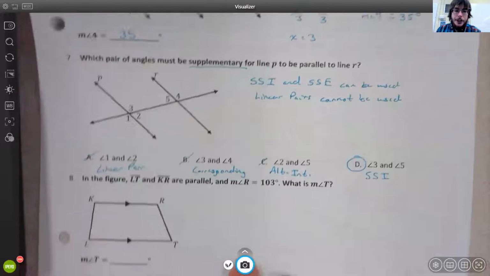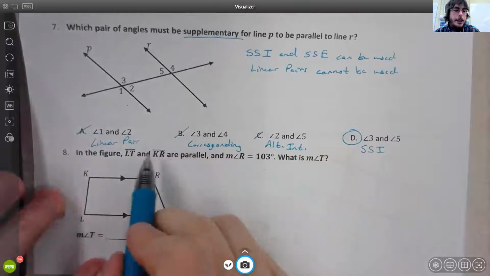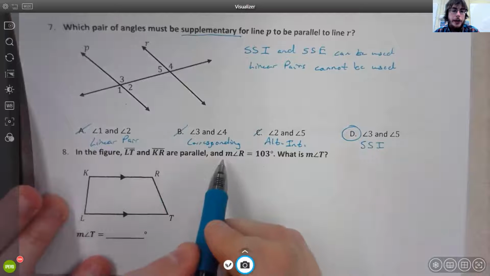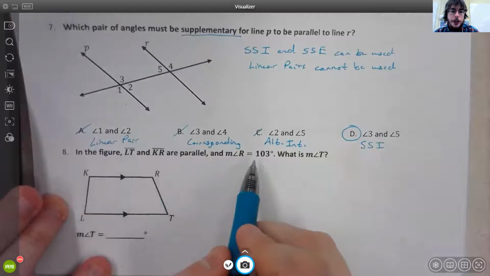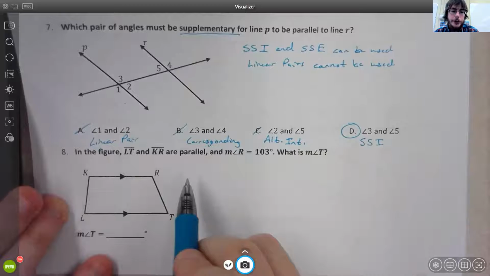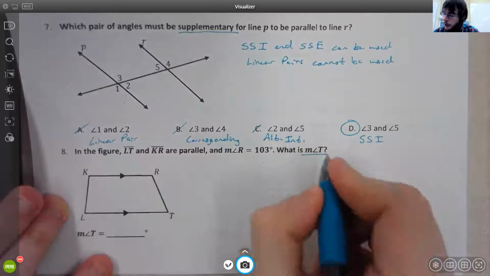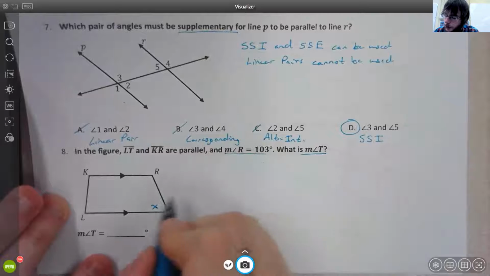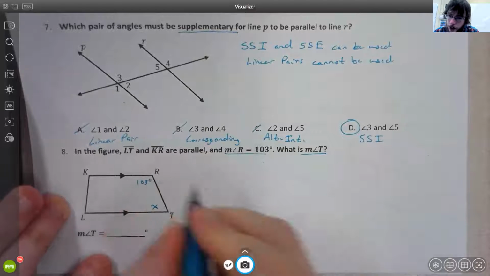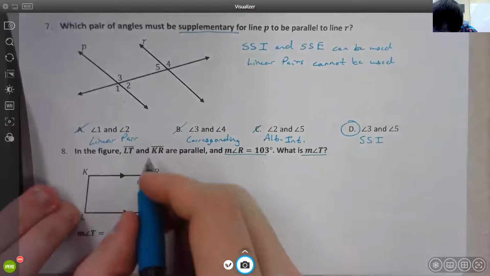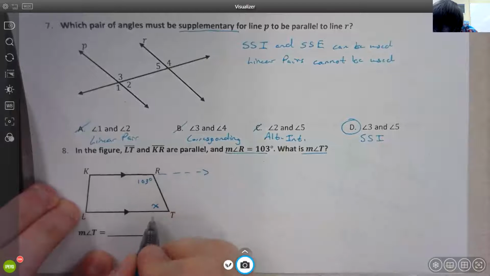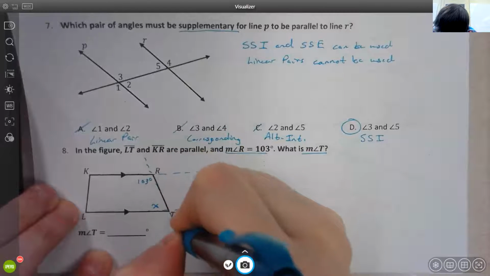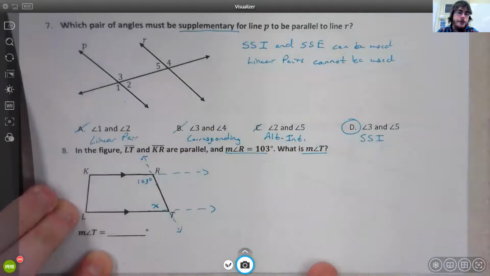All right, number 8. In the figure, line segment LT and line segment KR are parallel, and the measure of angle R is equal to 103 degrees. What is the measure of angle T? So I'm going to go ahead and put an X on angle T, and I'm also going to put 103 degrees on angle R. I'm also going to extend these lines. I know these 2 lines are parallel, which would make this segment here a transversal.